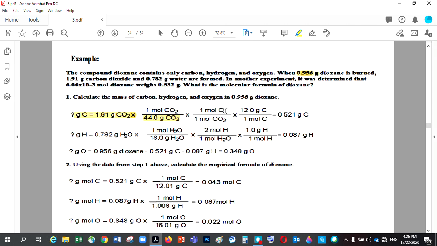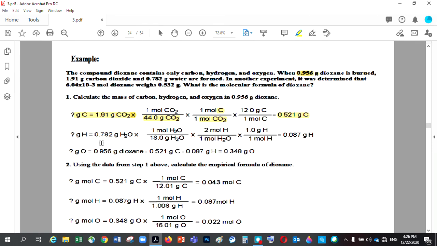Then you look at the atoms within the molecule. So 1 mole of carbon dioxide has 1 mole of carbon, correct? And it has, in 1 mole of what? CO2. So here I got my amount of carbon inside the dioxane molecule.